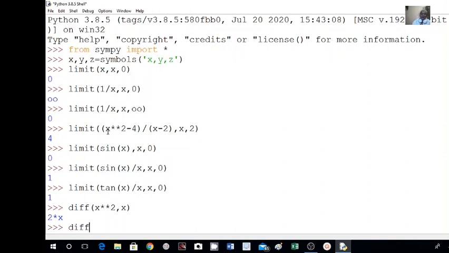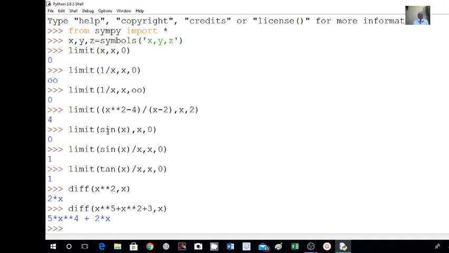Diff of x to the power of 5 plus x to the power of 2 plus, say, 3. Differentiation of x raised to 5 plus x square plus 3 with respect to x, close bracket, enter. X raised to 5 derivative is 5x raised to 4, plus x square derivative is 2x, and 3 derivative is equal to 0.